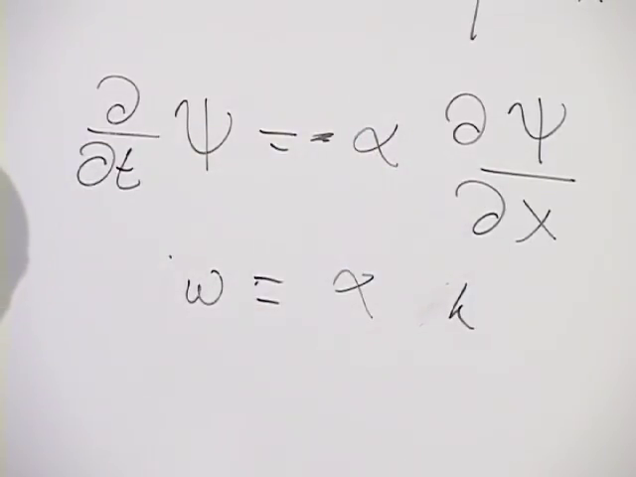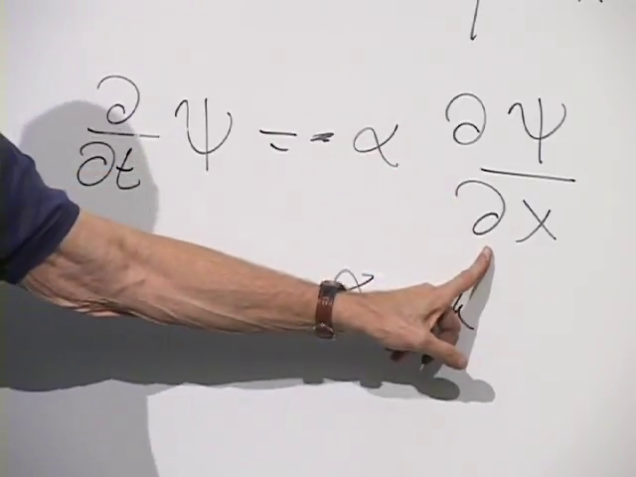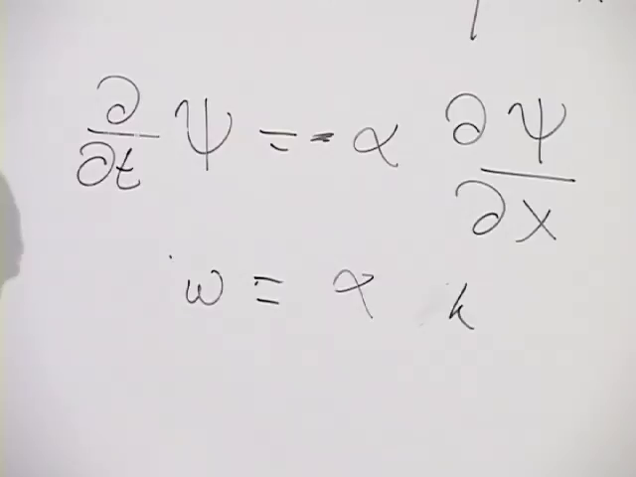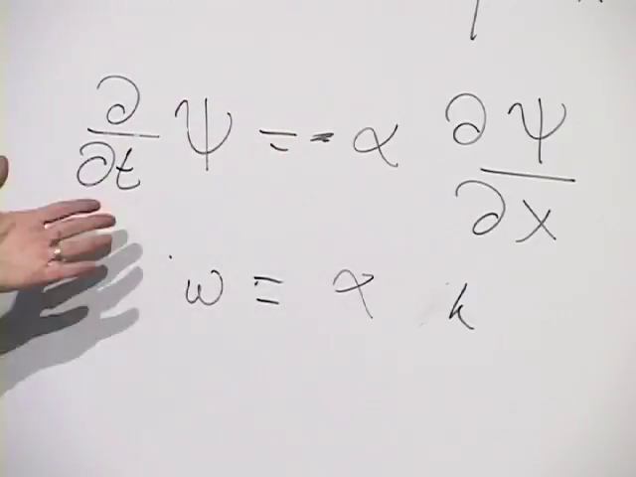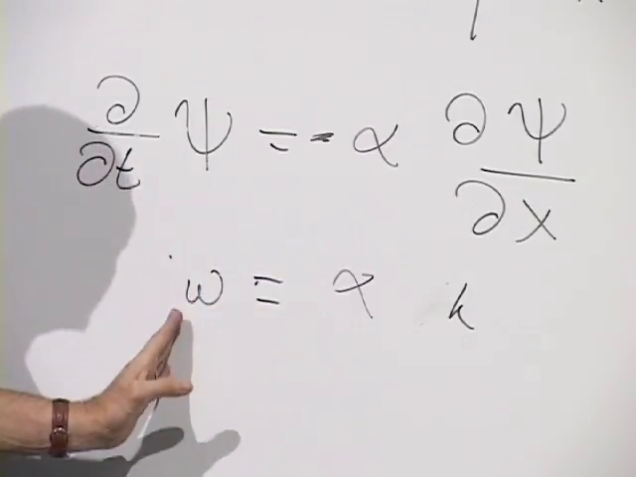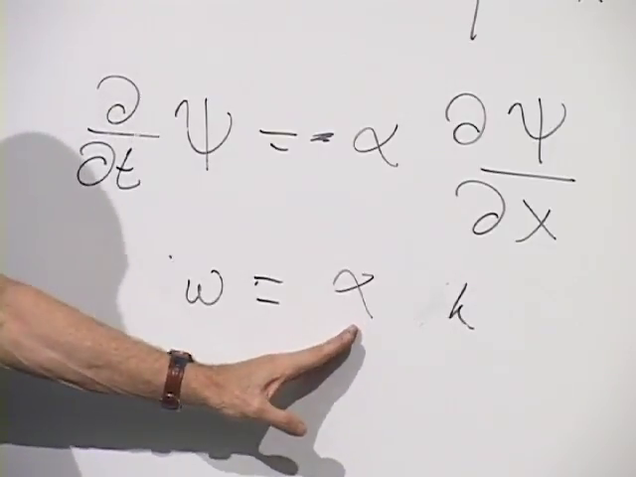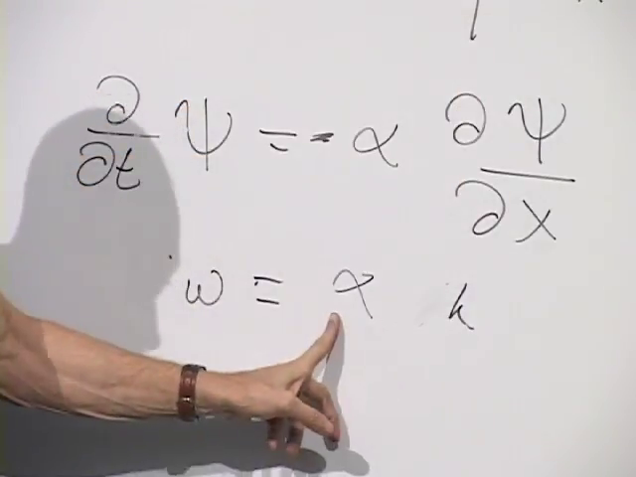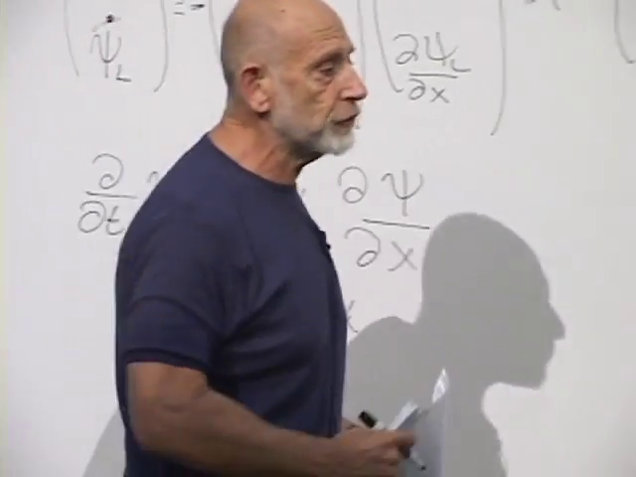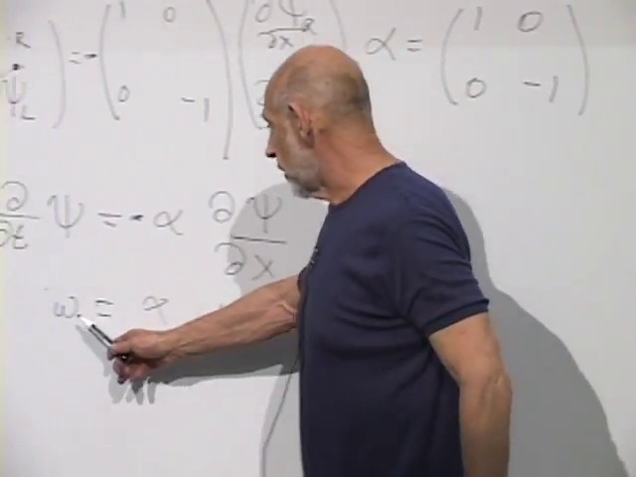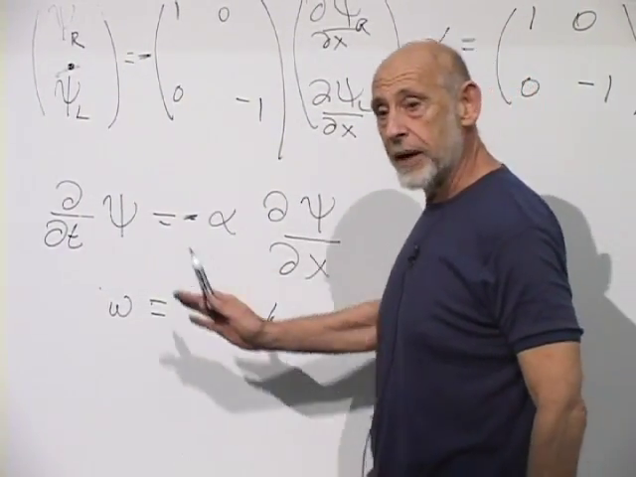The reason is that d by dt gives you minus i omega, and d by dx gives you minus ik, so that cancels a minus sign. This is just a shorthand trick for rewriting this. It says when you apply these objects to a plane wave, you get the relationship that omega is either k or minus k. That's what this alpha is. It's just an instruction: for the upper components it's 1, for the lower components it's minus 1. So that's a brief shorthand for these two equations: omega is equal to k for right movers, omega is equal to minus k for left movers.